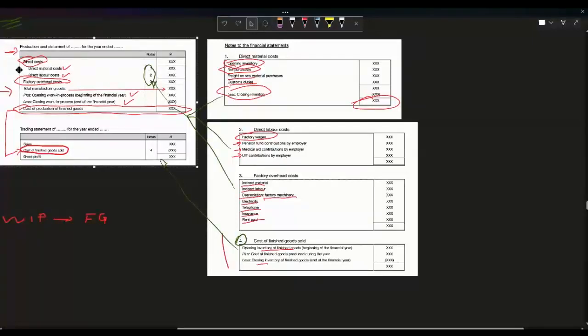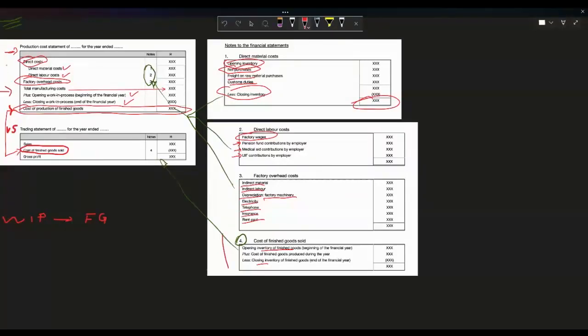So I just want to remind you, maybe perhaps previously I didn't state it correctly. This cost of production of finished goods will help in determining the cost of finished goods sold. Let me be clear on that. These two are not necessarily the same. My bad, these two need to be contrasted. They are not necessarily the same, okay?